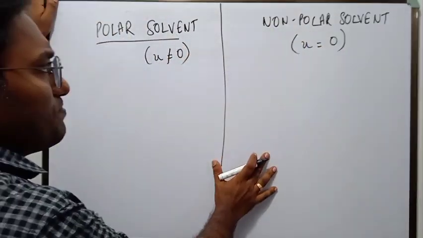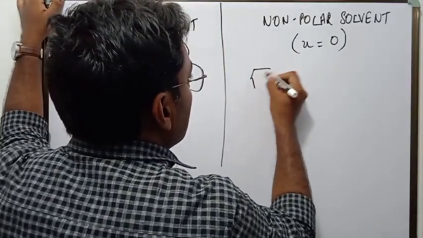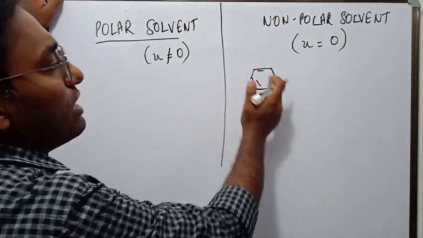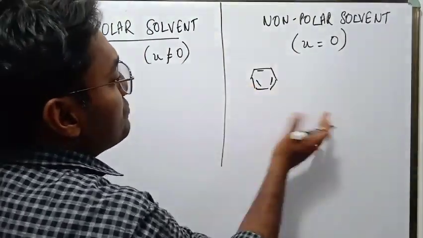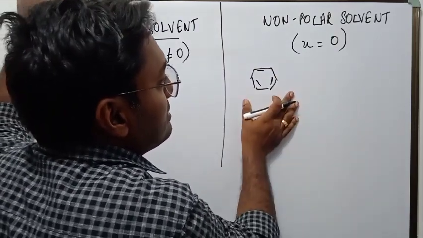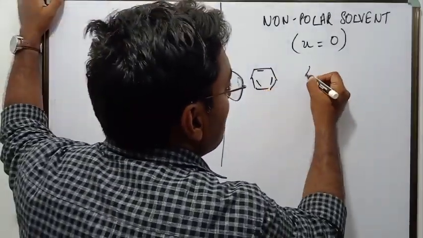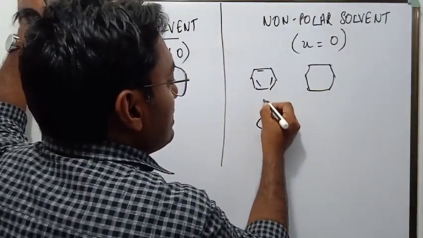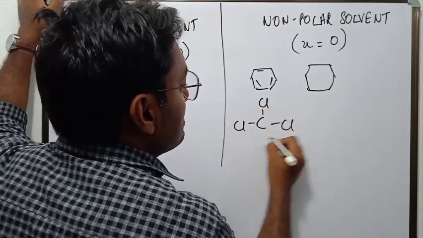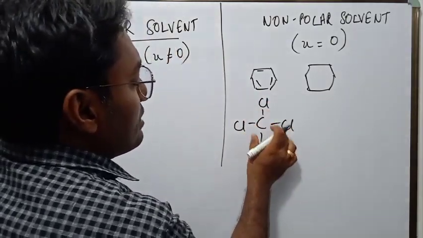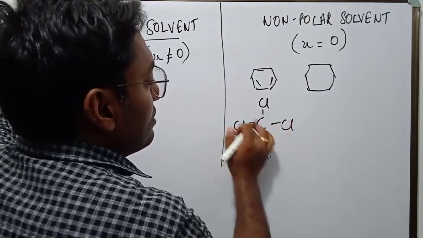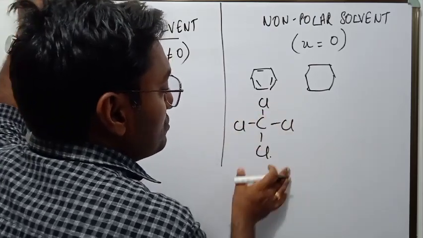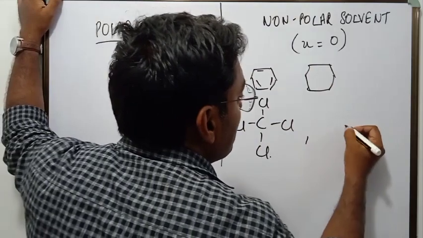Let us see some examples of non-polar solvent. Look at benzene. Why should there be a charge separation? Because all are carbons, so they are of same electropositivity. So the solvent of benzene, the solvent of cyclohexane, and you can see here CCl4, even though there is electron pulling, the total dipole moment here becomes 0 because one cancels the other. So CCl4 is an example of non-polar solvent.